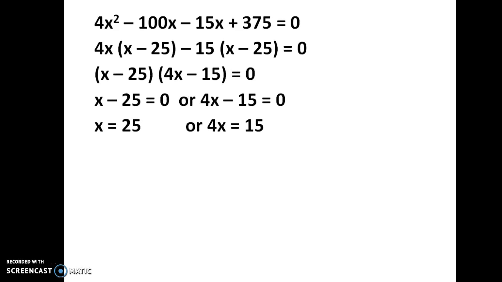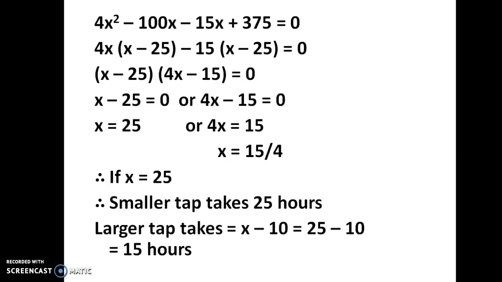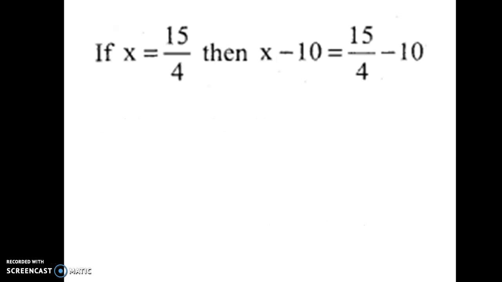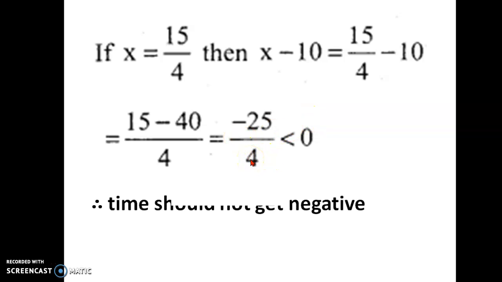Okay, so by that I got x as 25 and 15/4. So 2 x values I am getting. If x is 25, what happens? The smaller tap takes 25 hours means the larger tap will take 15 hours. Okay. If the smaller tap takes 15/4, then the larger tap will take 25/4, which is negative. So time cannot be negative. So what we found first is the correct one. So that's all for this video.